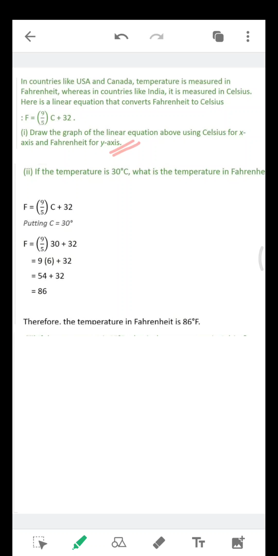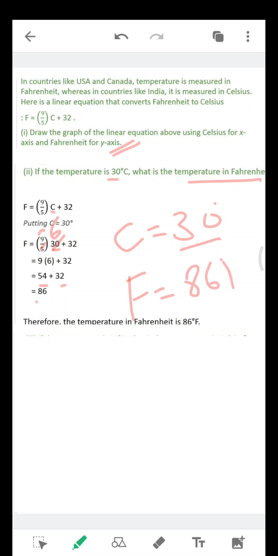If the temperature is 30 degrees, what is the temperature in Fahrenheit? If the temperature in Celsius is 30, that is C is 30. So I'll substitute 30 in place of C, and I can cancel 5: 5 ones are 5, 6 times 9 is 54, plus 32 is 86. So in Celsius, if the temperature is 30, on the Fahrenheit scale that temperature is shown as 86 Fahrenheit. If the thermometer shows 30 degrees Celsius, the same temperature is shown in Fahrenheit as 86.